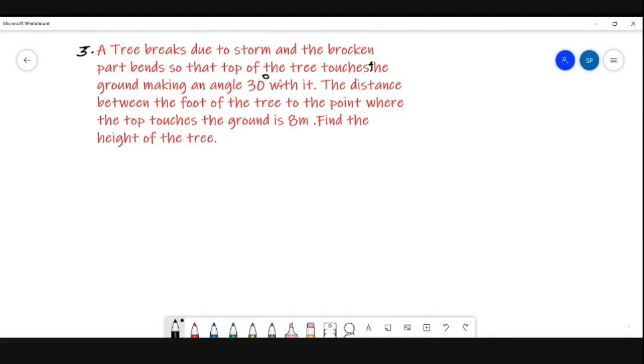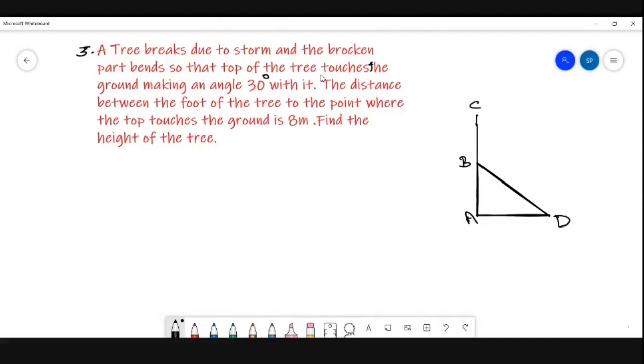So here the tree breaks due to storm. When the tree breaks, the broken part bends to form a right triangle. So let us see how the figure is. Let AC be the tree. At the point B, it breaks now. So the tree is broken at the point B, and this part, that is BC, bends so that the top C of the tree touches the ground, making an angle 30 degree.